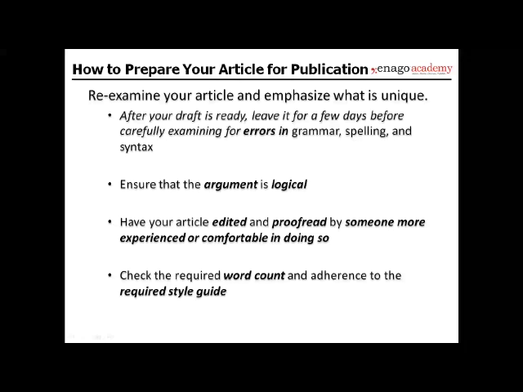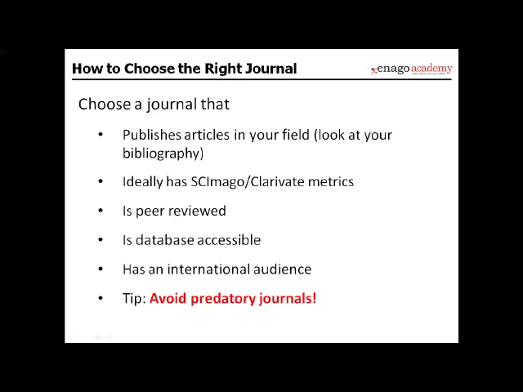Now you need to really make sure you choose the right journal. Choose a journal that meets all criteria listed above. You need to find a good journal with a Scimago journal ranking or a Clarivate impact factor. Of course, it should be peer reviewed. You don't want to publish in some random journal. Your journal should be listed in good databases like Scopus. So databases play a very important role here. The target journal should have an international audience. And last but not the least, you need to avoid predatory journals at all costs.